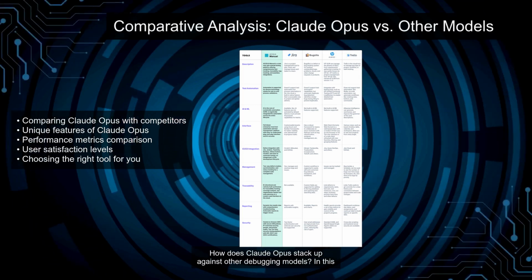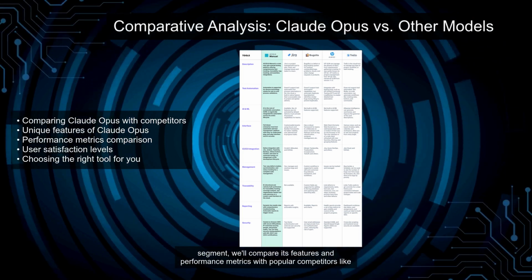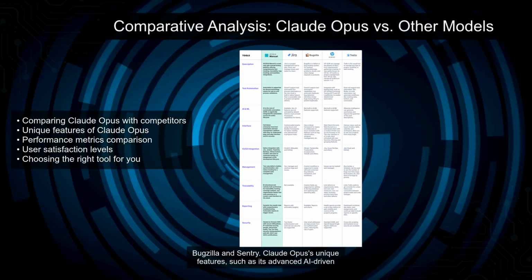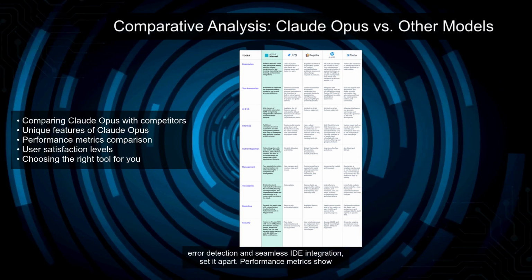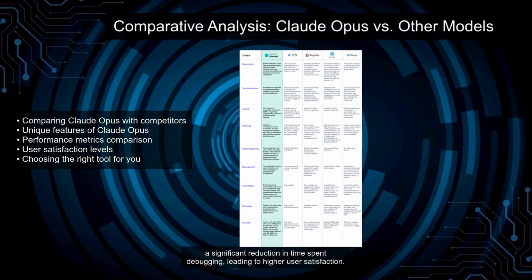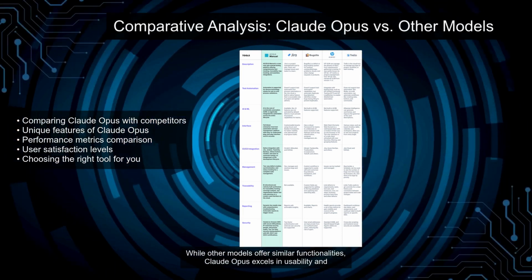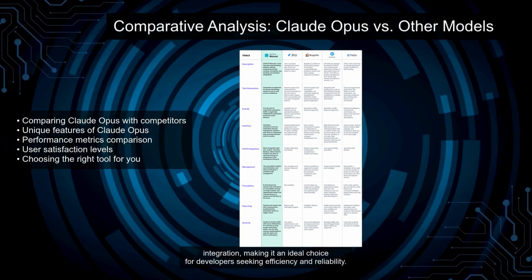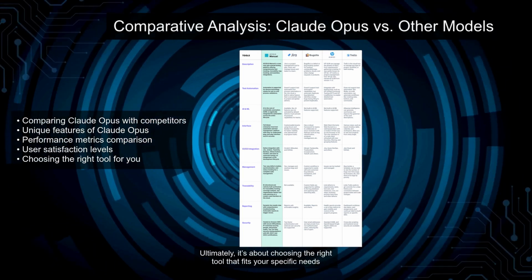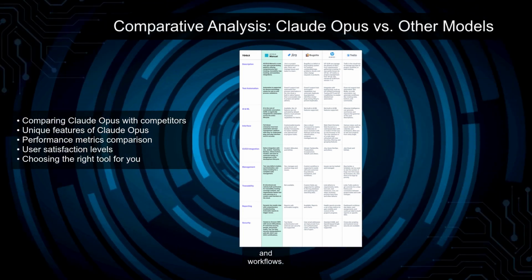How does Claude Opus stack up against other debugging models? In this segment, we'll compare its features and performance metrics with popular competitors like Bugzilla and Sentry. Claude Opus's unique features, such as its advanced AI-driven error detection and seamless IDE integration, set it apart. Performance metrics show a significant reduction in time spent debugging, leading to higher user satisfaction. While other models offer similar functionalities, Claude Opus excels in usability and integration, making it an ideal choice for developers seeking efficiency and reliability. Ultimately, it's about choosing the right tool that fits your specific needs and workflows.